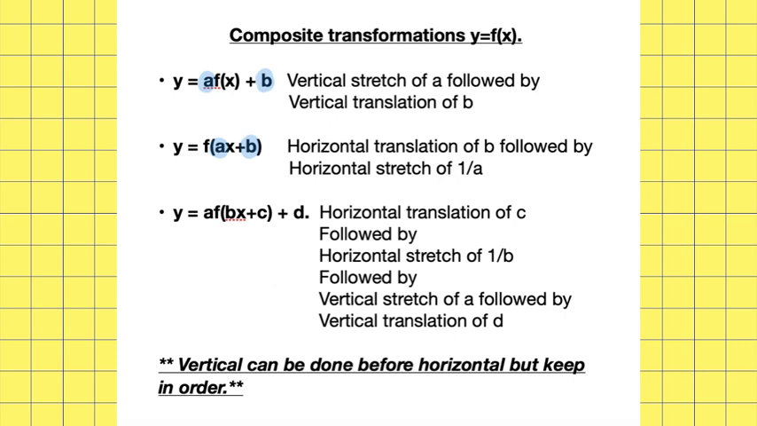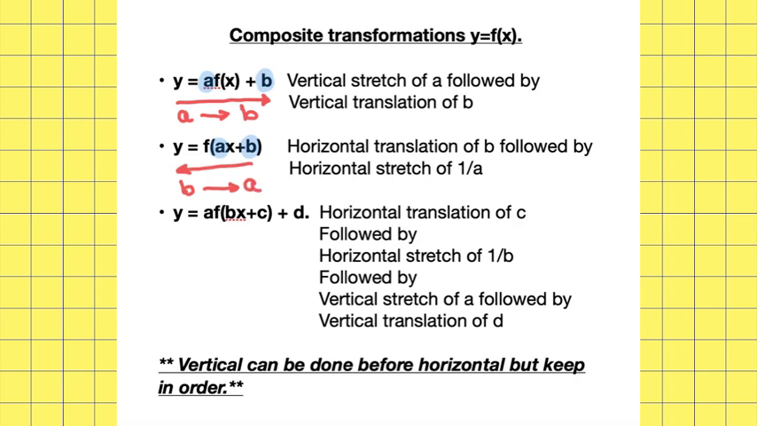So let's summarize that. If you are doing two vertical transformations, the best way to look at it is to say you go from left to right. So you go A in this case, then B. If you are doing two horizontal transformations, you go from right to left. So you would go B in this case, then A.